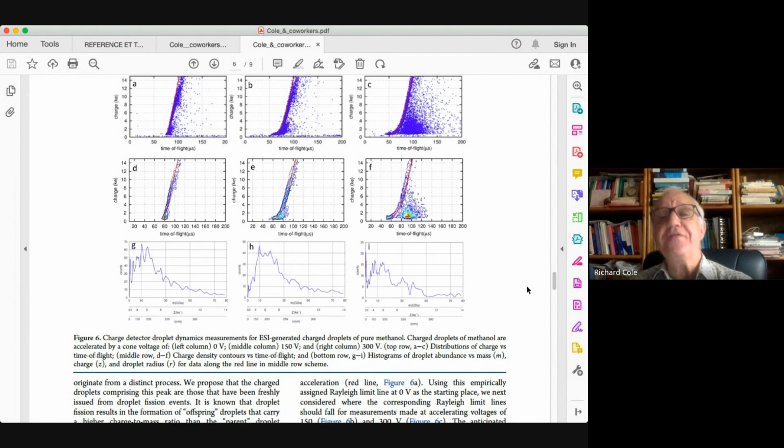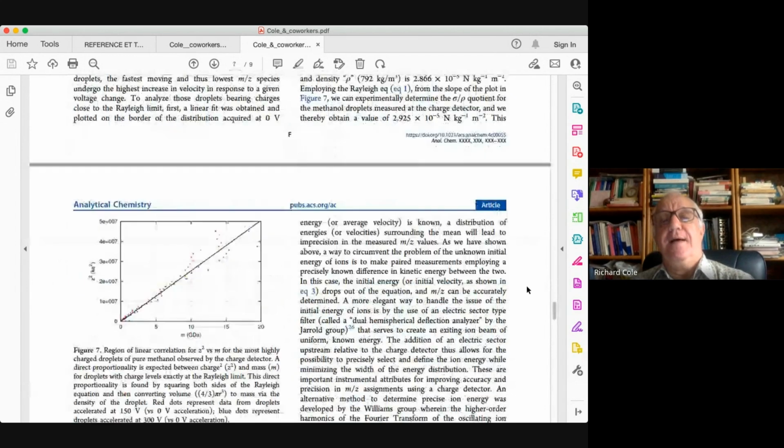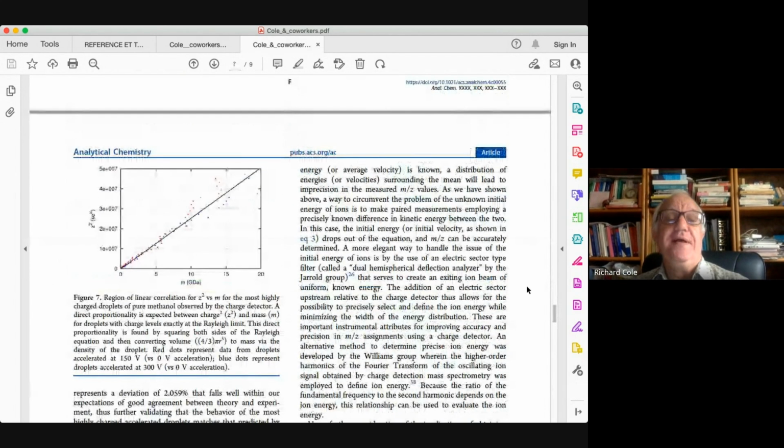Now the final thing I want to present today is more proof and evaluation of really how close we are to the Rayleigh limit. So we did this plot here using the Rayleigh equation.